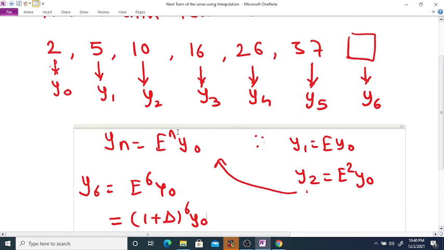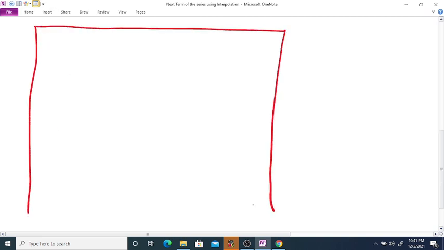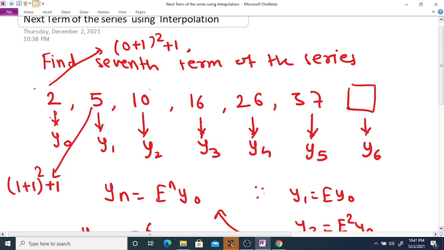Now the first step is to determine the forward difference table. Again, if you observe the pattern of the given series, you can see the first term 2 is nothing but 0 plus 1 bracket square plus 1. The 5 is 1 plus 1 bracket square plus 1. 10 is 2 plus 1 bracket square plus 1. So in general, the general term will be n plus 1 bracket square plus 1.